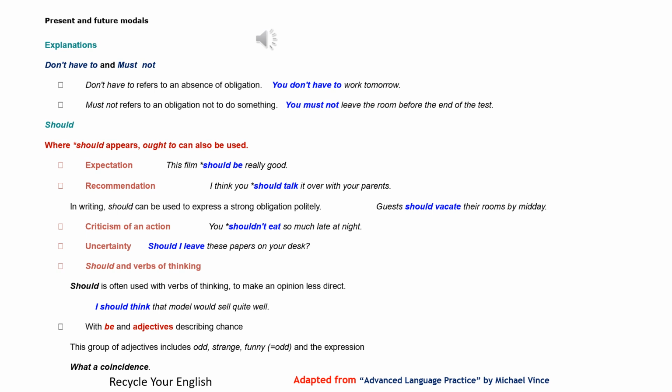Should. Where should appears, ought to can also be used. Expectation: this film should be really good. Recommendation: I think you should talk it over with your parents.